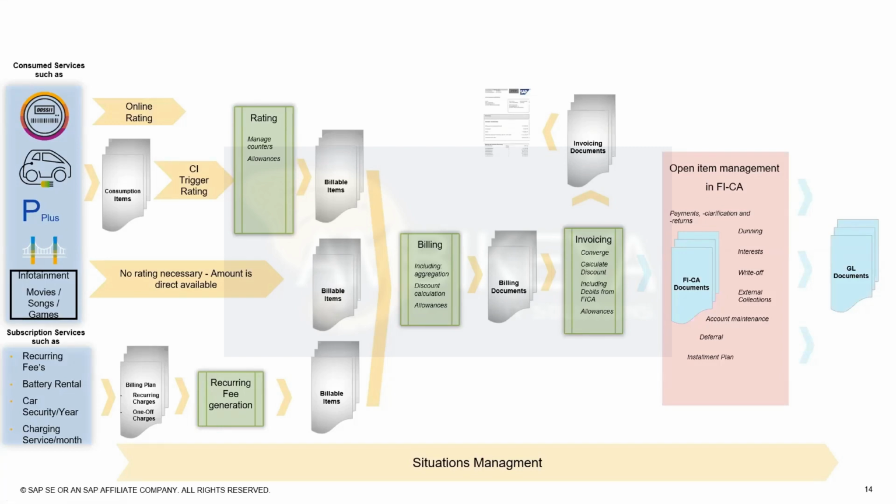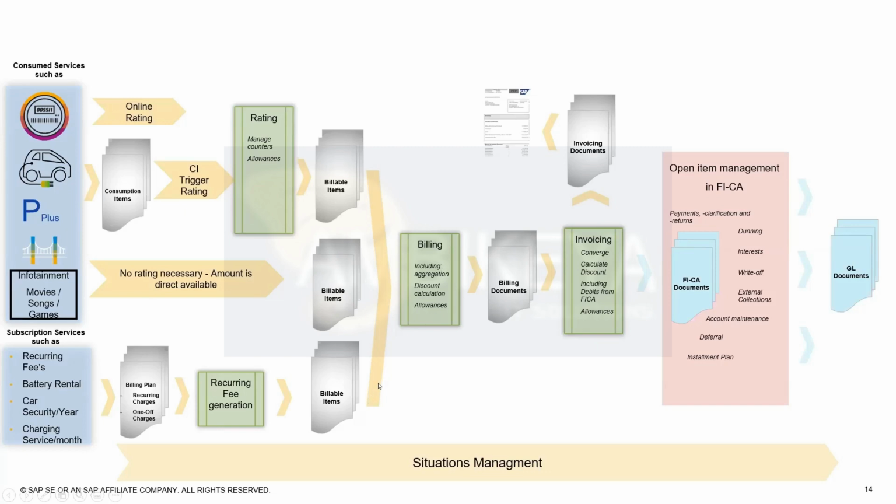sometimes we need a rating engine. You only will get the information. It was, let's say, 25 kilometers, but it depends on the way. If it's a highway, it's more expensive. If it's a normal way, it's cheaper per kilometer, the price. So we need the rating engine. However, at the end, we can have consumption items where we have to do the rating, or we will create directly the billable items. After the rating, also the billable items will exist.